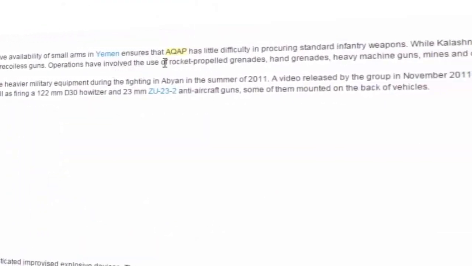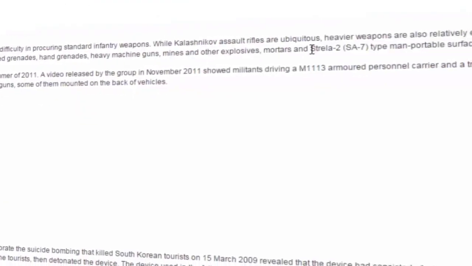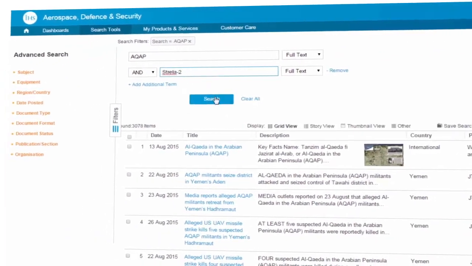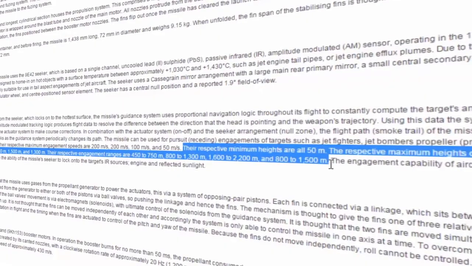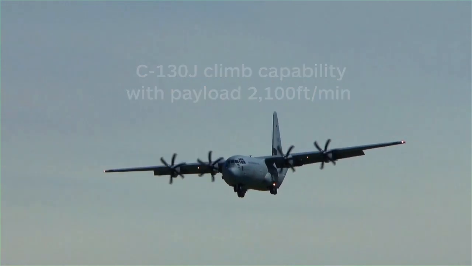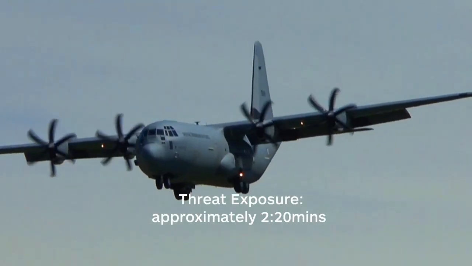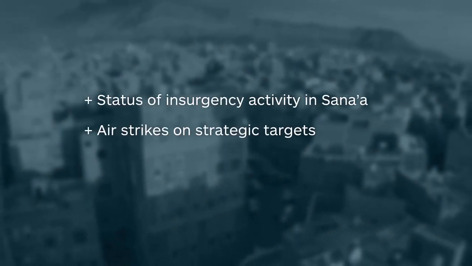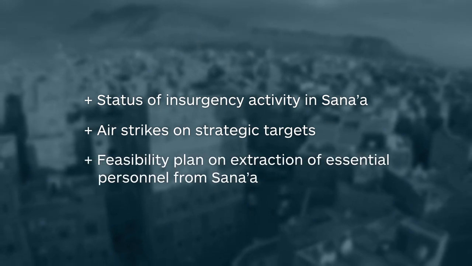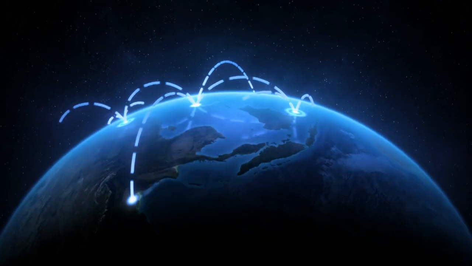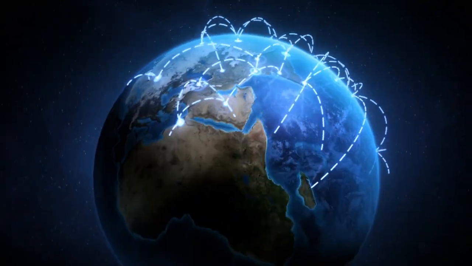As we can see, an insurgency group active in this area possesses the Strela 2 in its arsenal. We can also review the capability of this particular weapon and determine if it's a substantial threat. Understanding the climb capability of the C-130J, we are able to determine the threat exposure for this aircraft is approximately 2 minutes, 20 seconds. Using the combined areas of content from IHS Aerospace, Defense and Security Solutions, we successfully determined operational outcome in the area and conducted the feasibility study to help support a future objective.